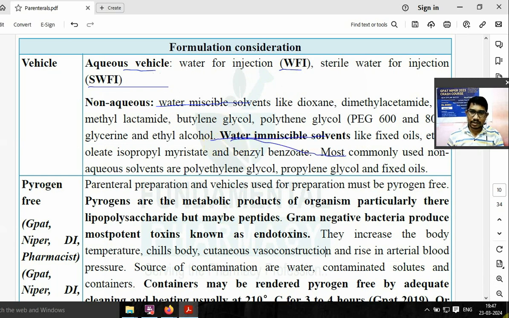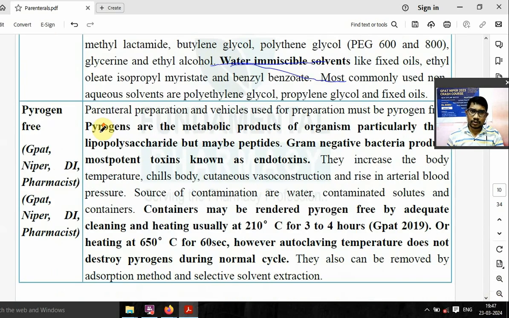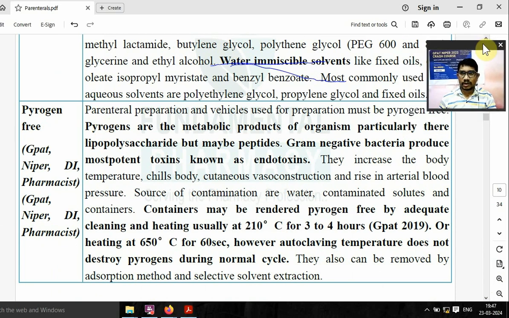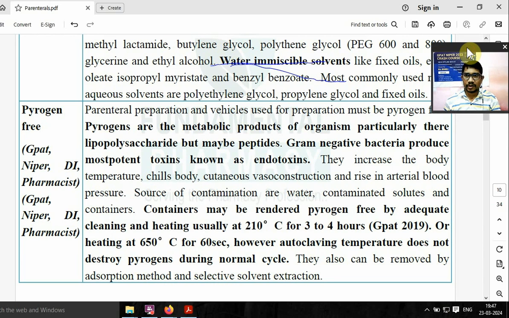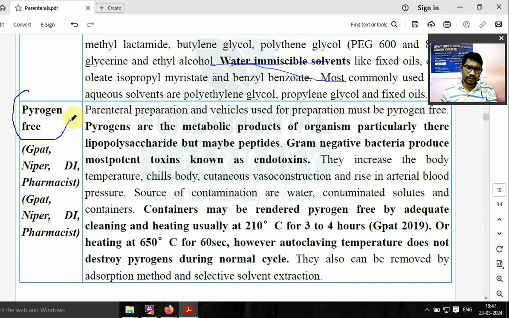So next is the basic criteria for these vehicles used for parenterals. What is the criteria for the vehicle used in parenterals? They should be pyrogen free, they should meet the particular criteria, they should be pyrogen free. What are pyrogens? Pyrogens are the metabolic product of bacteria.